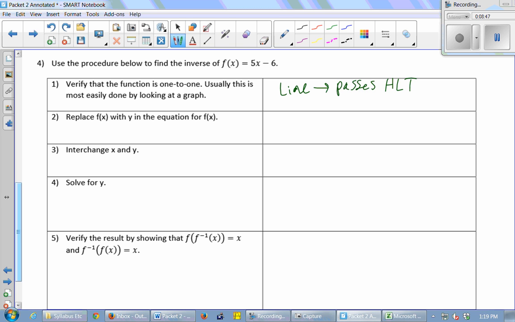Okay, so the next step in my procedure is to replace the f of x with a y. So I have y equals 5x minus 6. Next step, interchange x and y. Wherever you see a y, write an x. Wherever you see an x, write a y. This is going to become x equals 5y minus 6. Then solve for the y. Get the y by itself. So I'm going to add 6 to both sides and divide by 5.